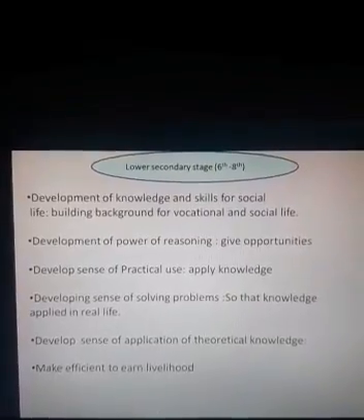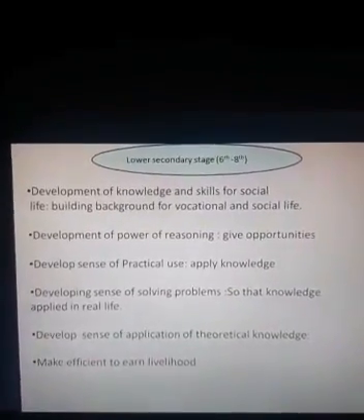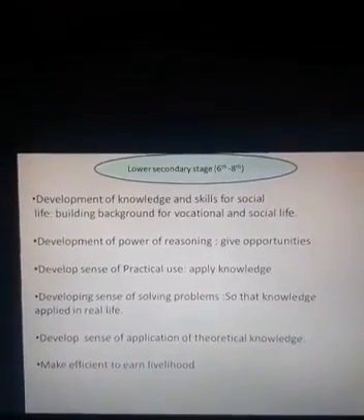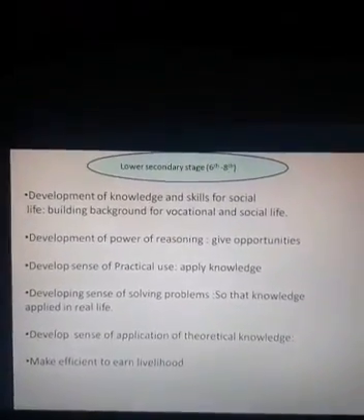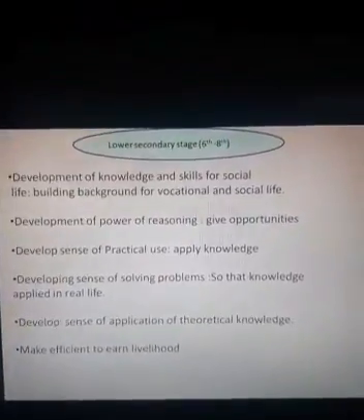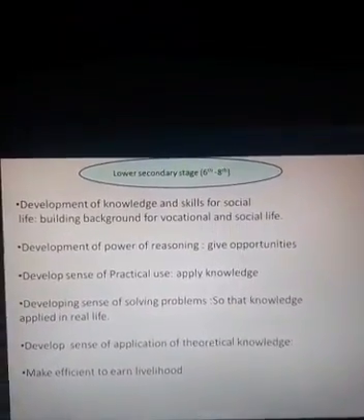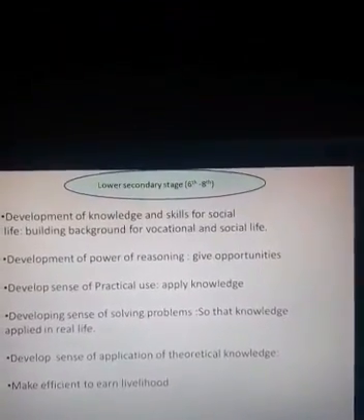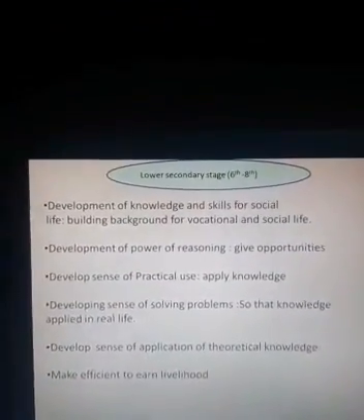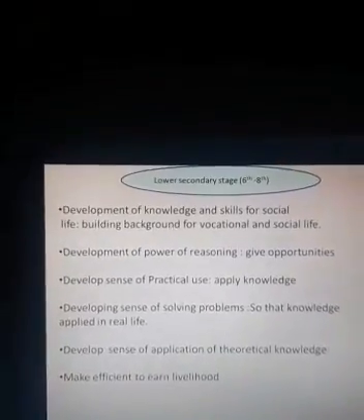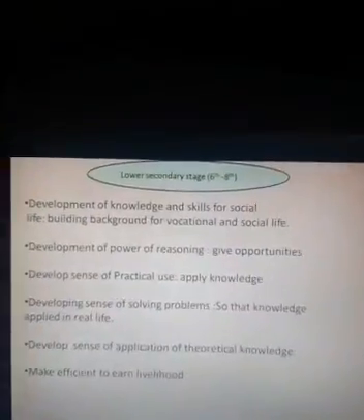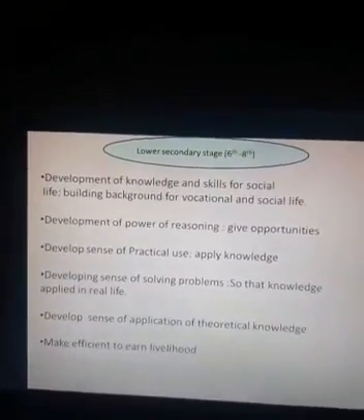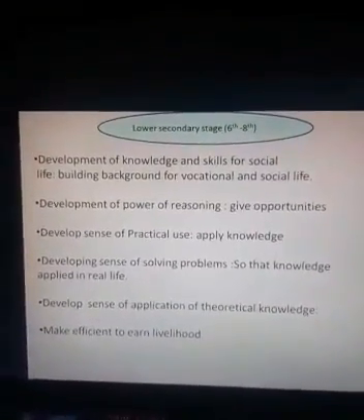Then second is the development of power of reasoning. How can we develop such things? Reasoning can be developed by giving the child opportunity. At this stage, the child is quite grown up. He can understand things. He can understand the relationship, the cause and effect things, what is happening. So we need to give him opportunities at this level so that he can think, he can reason, he can analyze things and create an understanding for him or herself.